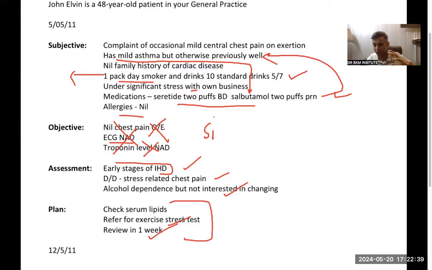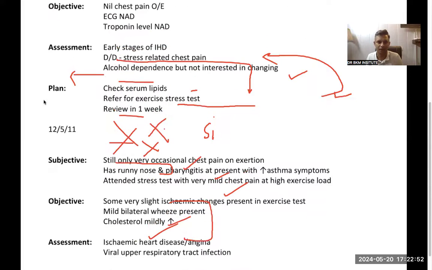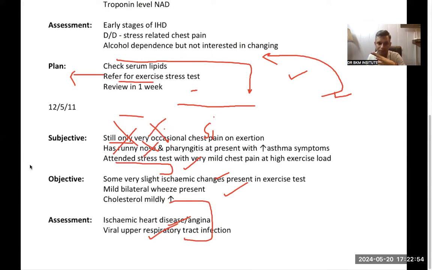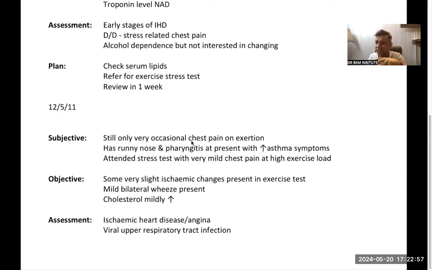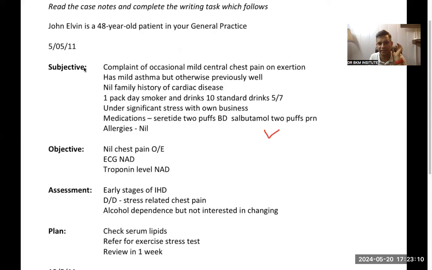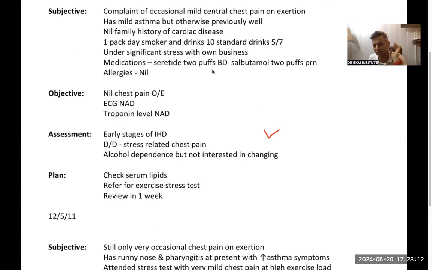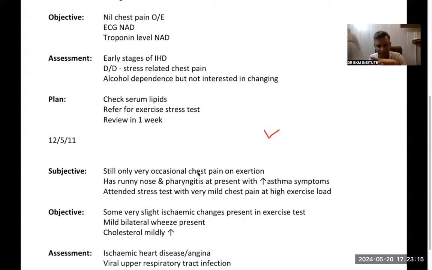So we told the patient, we planned that you should go for serum lipids. We want to check your cholesterol, your lipid profile. We want to check your exercise stress test, and we want to review after 1 week. Let's see what happened in 1 week. Now try to understand the story. After 1 week, the patient still had very occasional chest pain on exertion. See, the main thing is that he was having pain only on exertion. So he's still having the occasional mild chest pain on exertion.